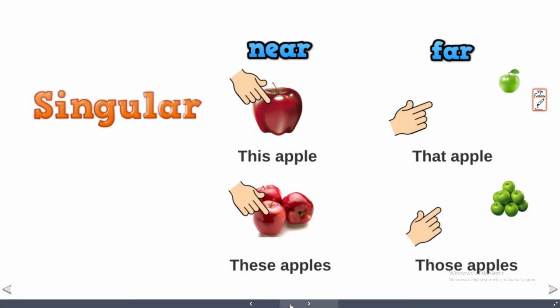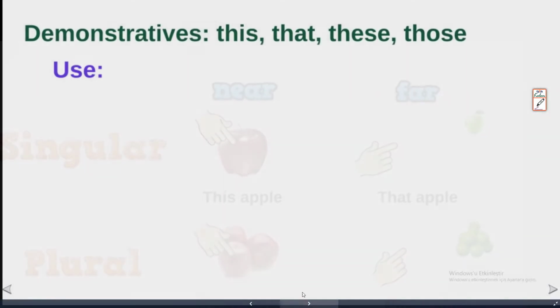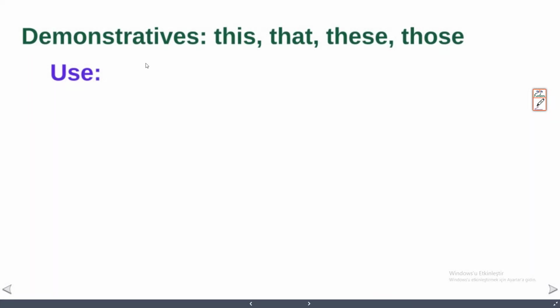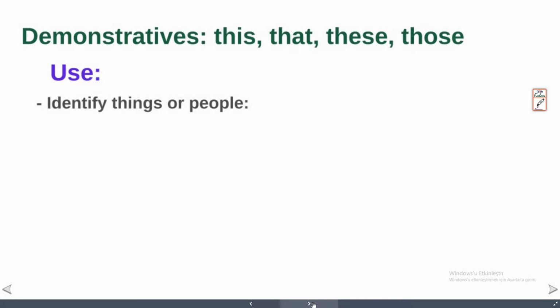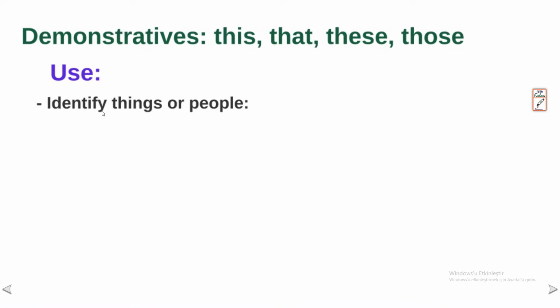Singular and plural, as I told you before, I made a good schedule for that. And demonstratives: this, that, these, those. Let's try to figure out how we can use them. For example, to identify things or people.